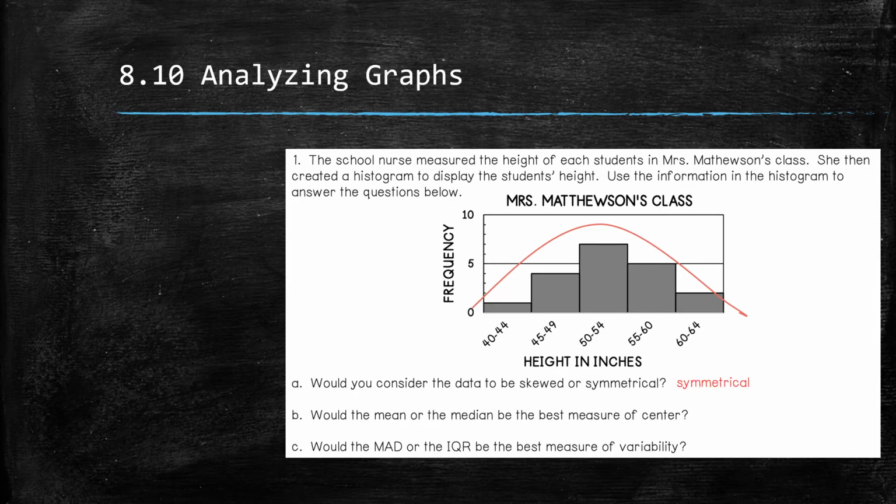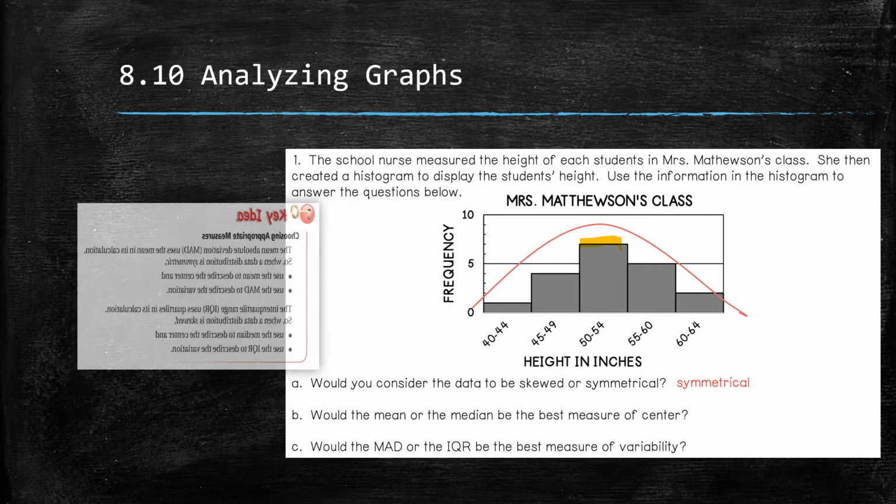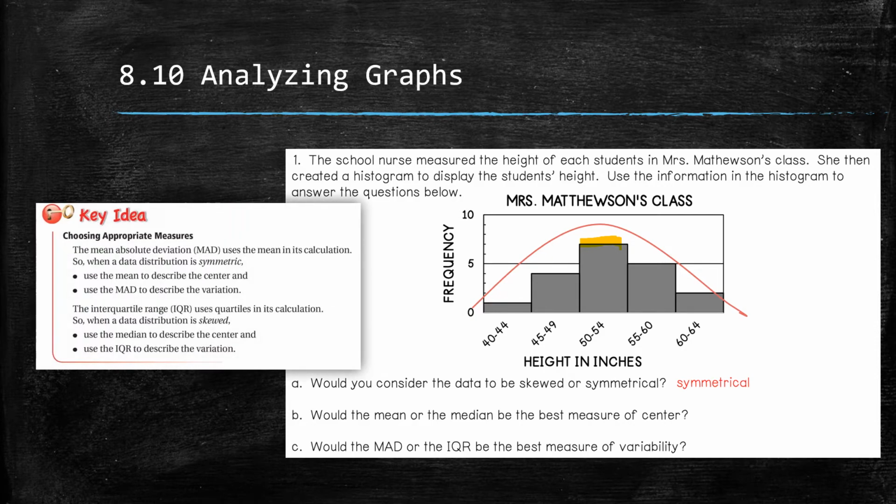Would the mean or the median be the best measure of the center? And the center is at the top, and when it is symmetric, the mean is the best way to describe that. And the MAD would be the best way to describe the variability or the spread of the data.